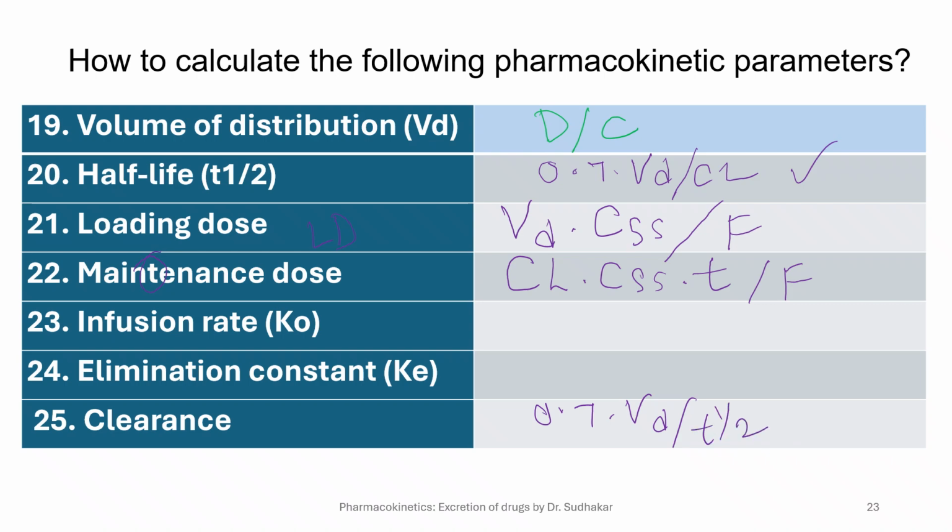right? So then you can think of the infusion rate and other equations. The infusion rate is K0. We don't use it most commonly, but for the sake of completion, the infusion rate equals clearance times Css. Okay, so that is the infusion rate. Whereas the elimination constant is the clearance over volume of distribution.